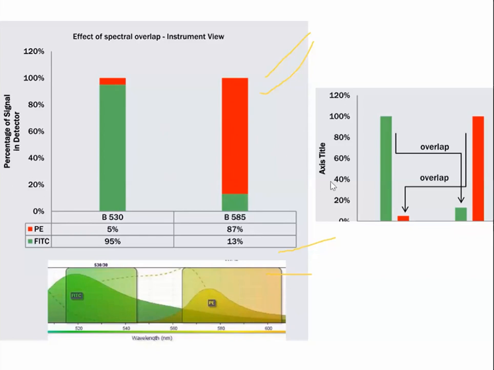So I will be doing a mathematical calculation, which is software driven. You don't do it manually. It is a software driven automatic calculation. What the software does is remove this non-specific signal from the other fluorochrome, and it will give you the correct signal. This is called compensation. Similarly, red is removed from the green and green is removed from the red channel. So this is called compensation.